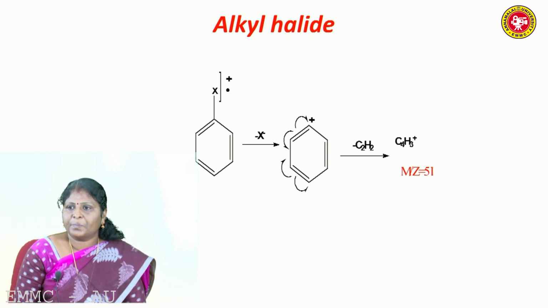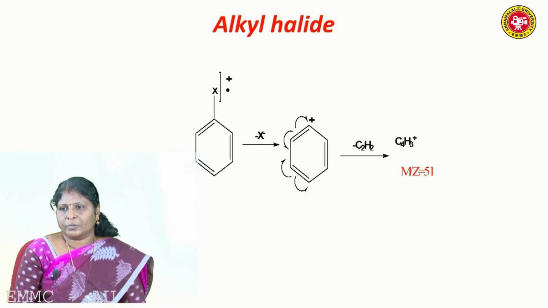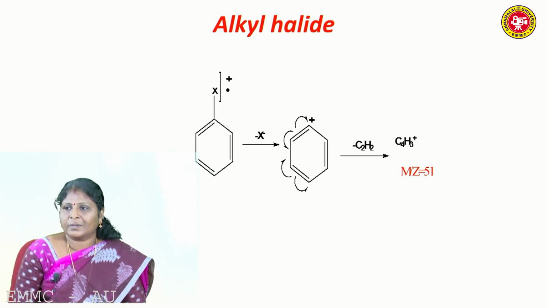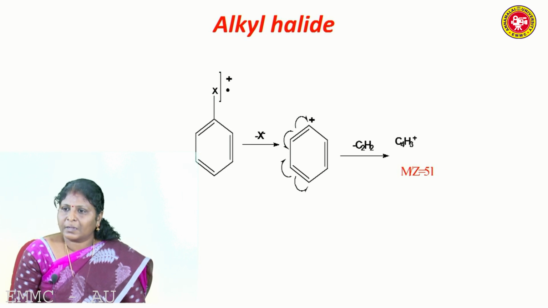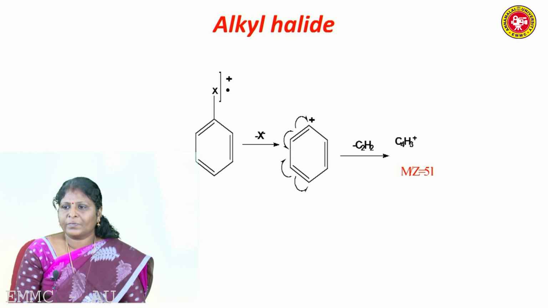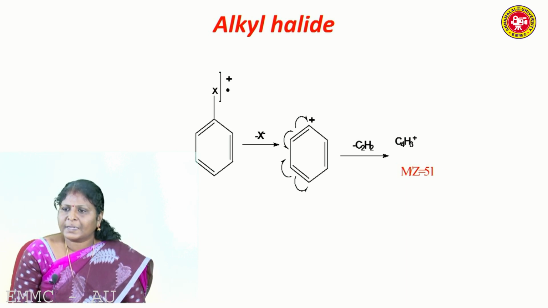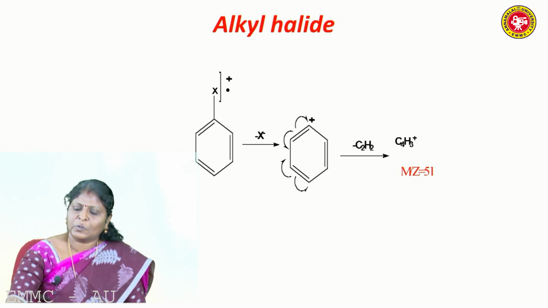Next, the fragmentation pattern in alkyl halides. Similar to what we have discussed under alpha cleavage, the molecular ion undergoes alpha cleavage and loses the halogen, if it is chlorine or bromine or iodine, as a radical, and a phenyl cation is produced. That phenyl cation, which is somewhat less stable, appears at m/z 77 in the mass spectrum of this type of compounds. That expels one molecule of acetylene and gives a peak corresponding to m/z 51, that is due to the cyclobutyl cation.